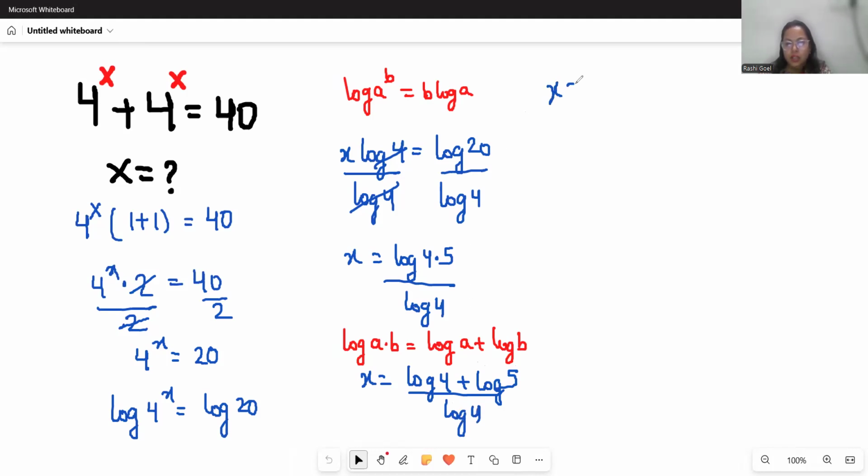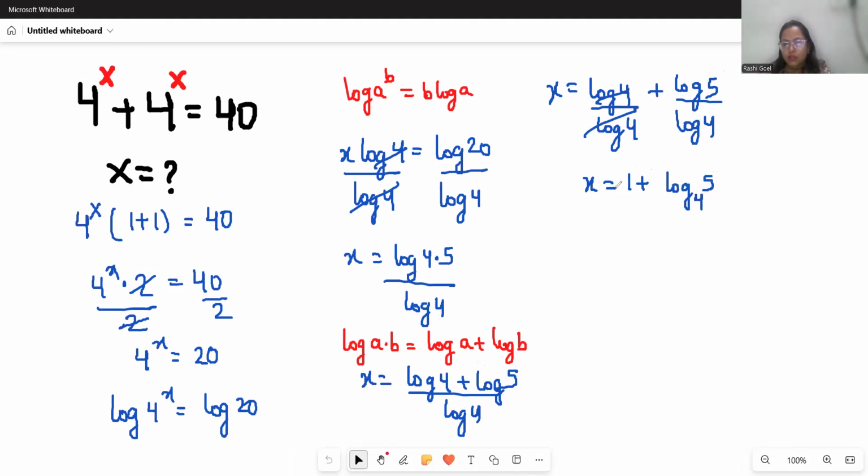So x is equal to log 4 by log 4 plus log 5 by log 4. This will cancel out. So x equal 1 plus log 5 with base 4.